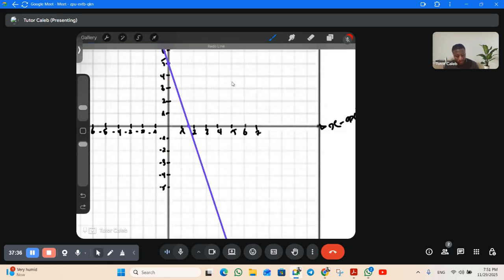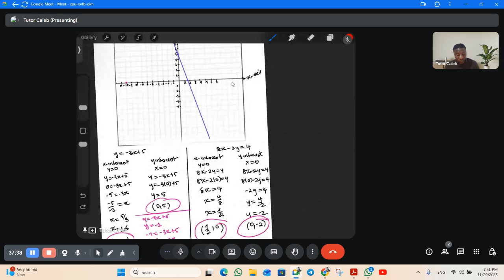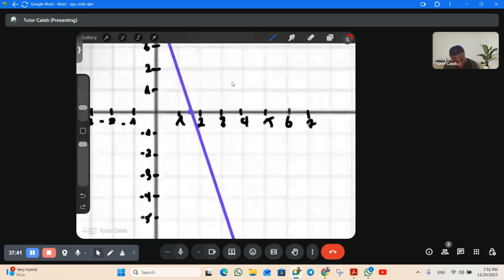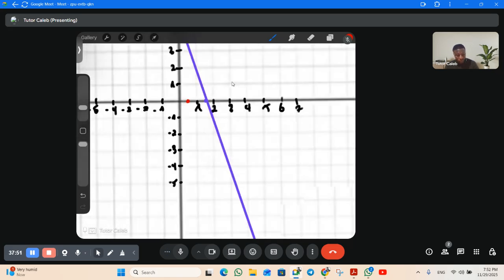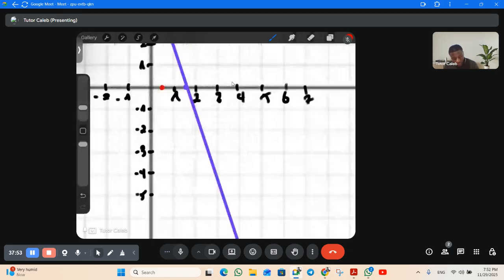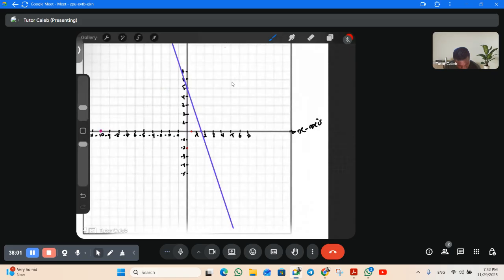My mistake was that I plotted the first point, half and 0, wrongly. Half is here. It's not 1.5. Half is between 0 and 1. And the other point was 0 and negative 2, so it's here. Now, let me link those two points like this. Now, I'll adjust it. It has to be as perfect as possible.